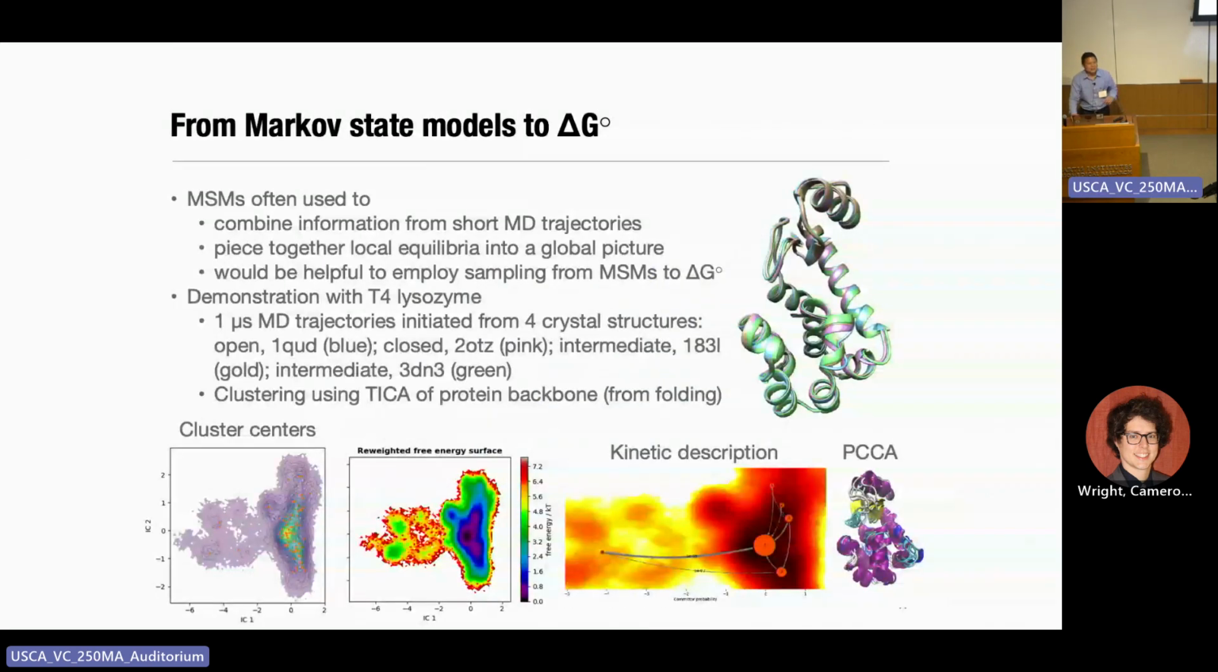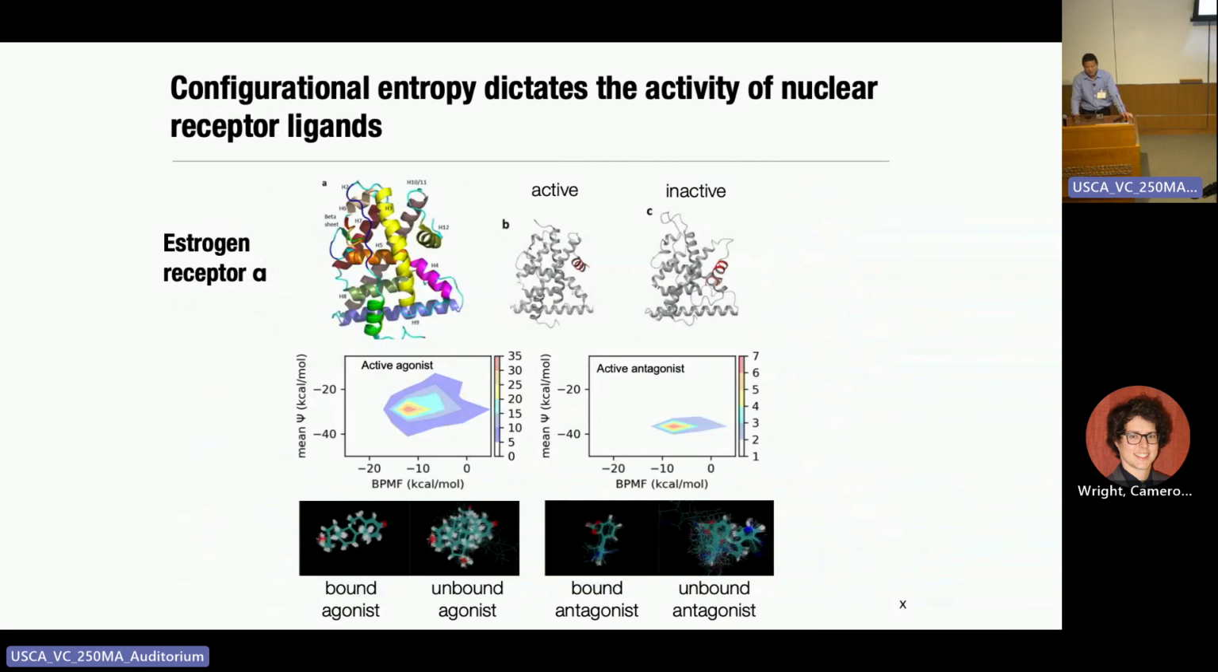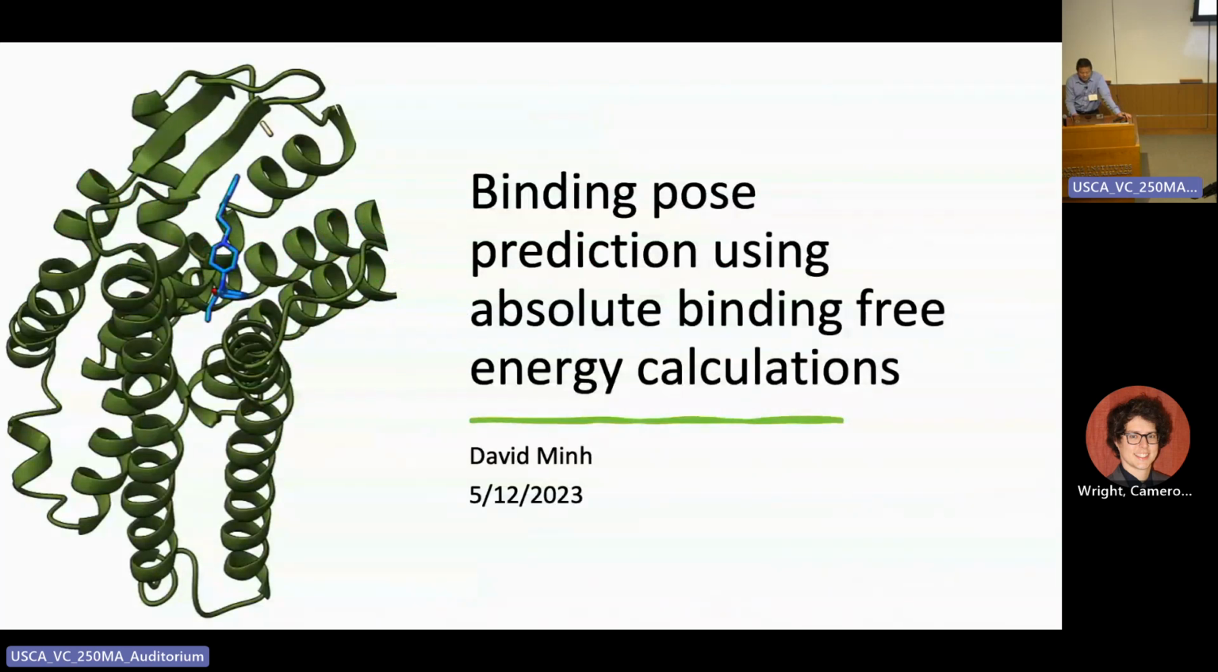We also tried applying this to Markov models. Haven't published it yet, but it seemed to be promising. And we also looked into whether something's an agonist or an antagonist, and it seemed to distinguish that pretty well for the estrogen receptor. So those are the things I presented before. I don't have a lot of time, but I want to talk about what we did now.